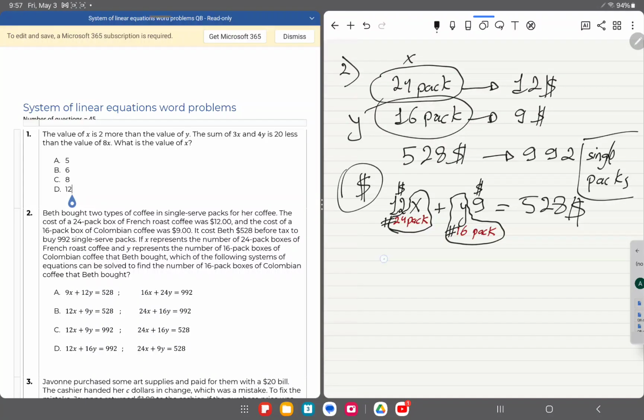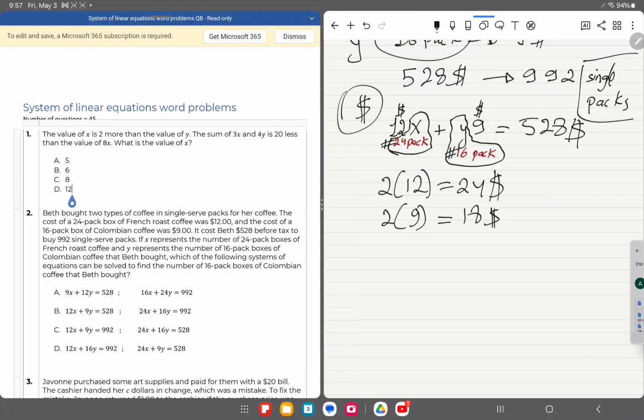So I'm being consistent. If you got 2 24 packs, that's 2 times 12, which is $24. And if you got 2 16 packs, that's 2 times 9, which is $18. I need to be consistent with how I think. Now that we wrote 12x plus 9y is equal to $528, all of these are dollars, I need to think about the number of packs. So I need to think now about the number of packs that I need.